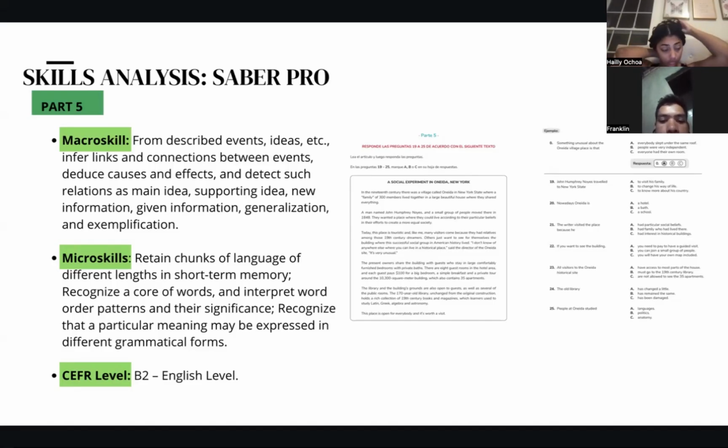In the micro quiz, we have to take into account the retaining of chunks of language and also the different lengths of these types of chunks. And also, as another microskill, we have the recognition of the core words used in the text, and to recognize the particular meaning of different vocabularies and types of words, which are going to be important to understand what the text wants to share with the public, with the readers. And this is a very easy test based on the general proficiency levels which are going to be evaluated, since it is a B2 English test for a Saber Pro assessment process.